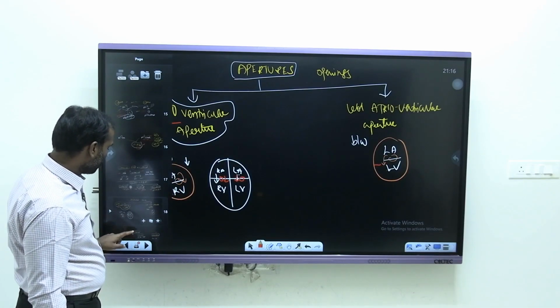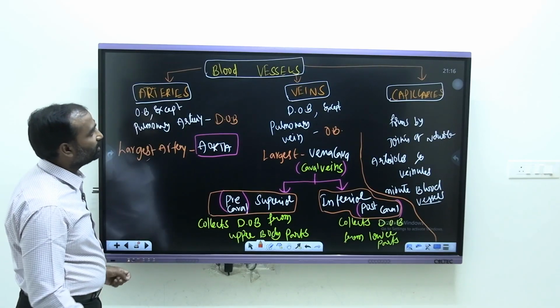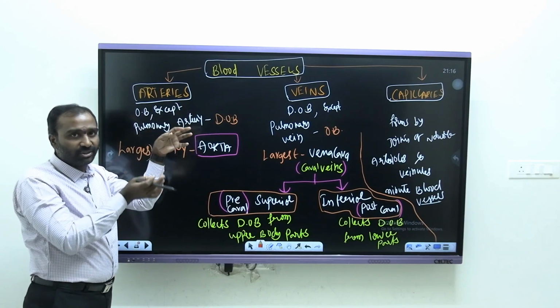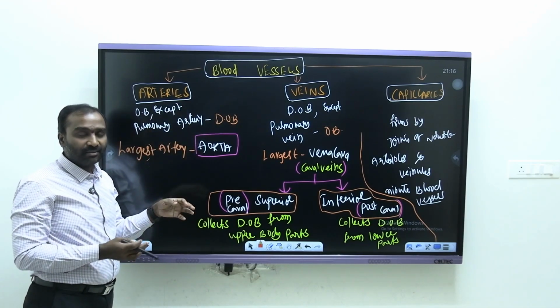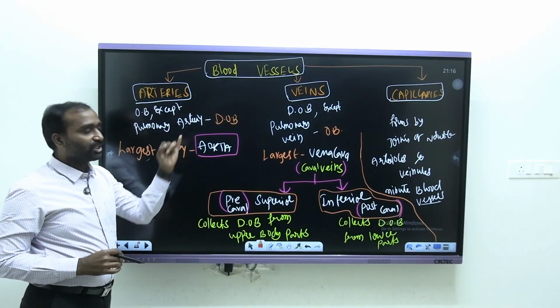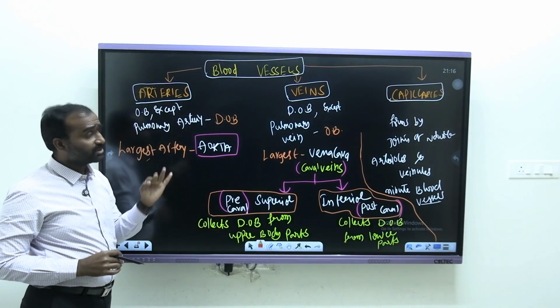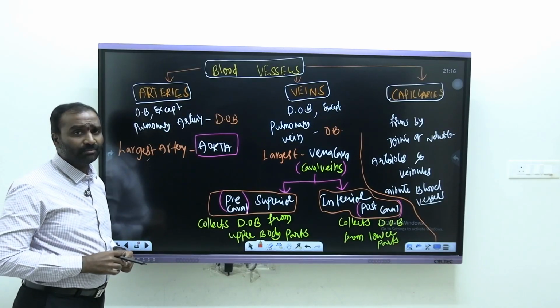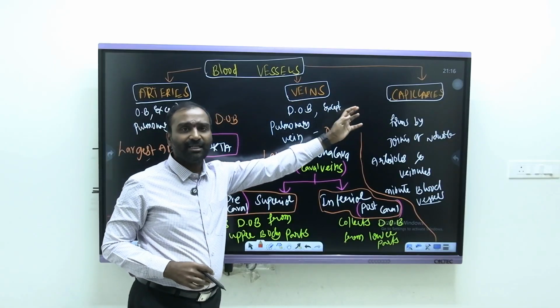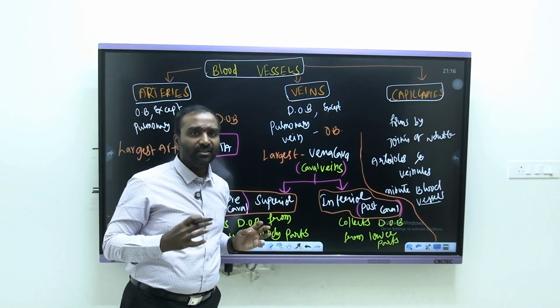Next, to move on to the most important thing, blood vessels. Because as I told you, we need to sort out the various aspects connecting to the heart: chambers, septums, apertures. Next we move on to the blood vessels. What are those? Here it is arteries, veins and capillaries. These three are the major vessels.